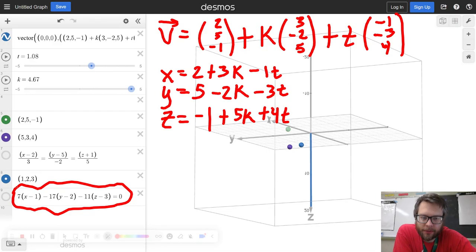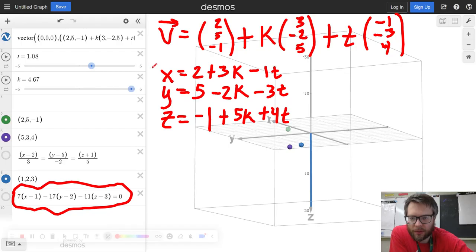Okay, so first I'm going to try to eliminate the letter t. And the reason I'm doing the letter t is because I've got a 1t term in the x. With the k's, I've got 3's and 2's and 5's, so I'm just going to eliminate the t.